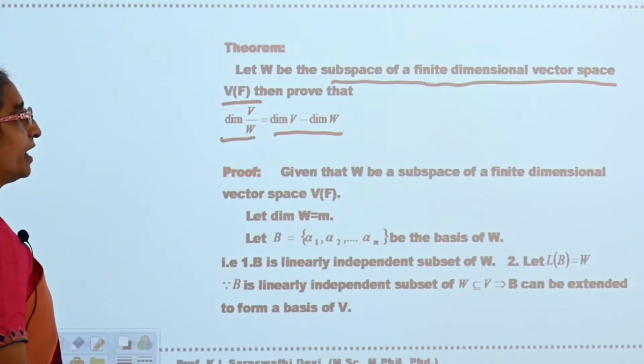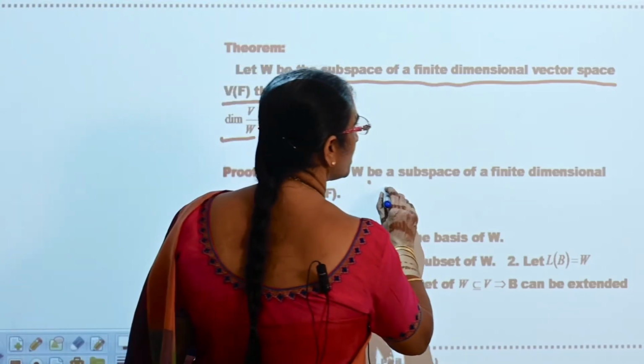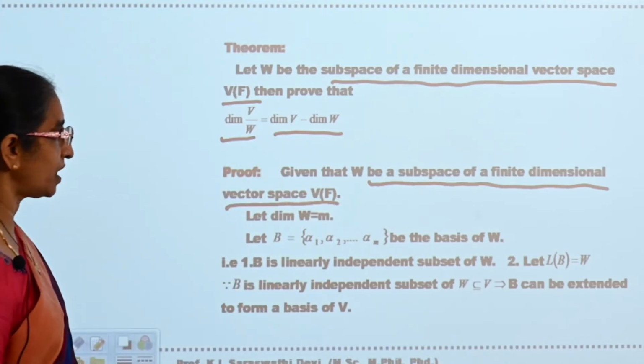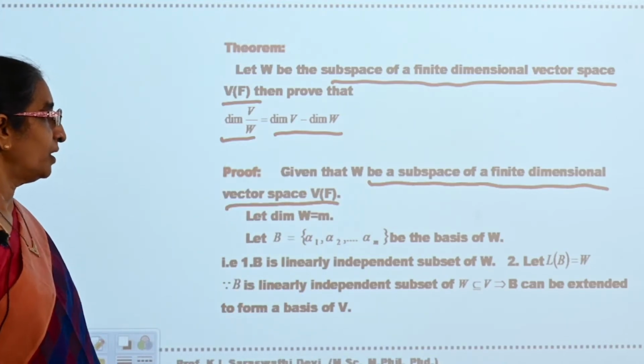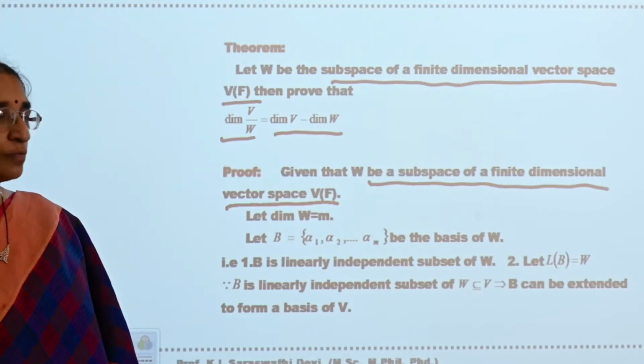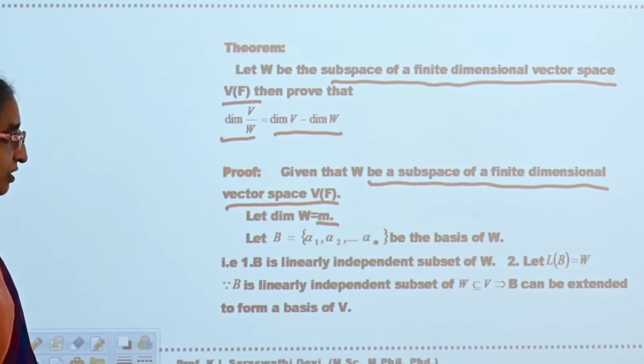Now you are going to prove that the dimension of V by W is equal to the dimension of V minus the dimension of W. For that, see what you are going to take. You have taken W as a subspace of the finite dimensional vector space V over F. It is given to you, so the dimension of W is finite. Let us assume it is equal to m. You have taken the dimension of W equal to m.